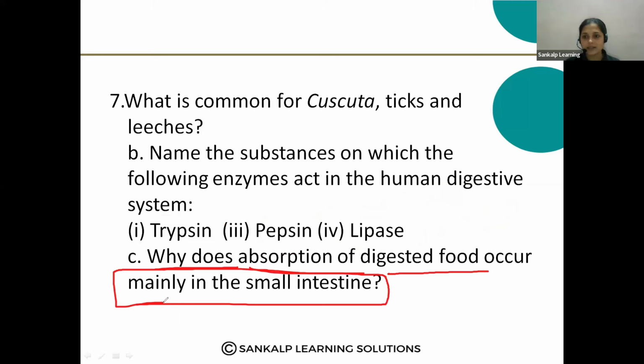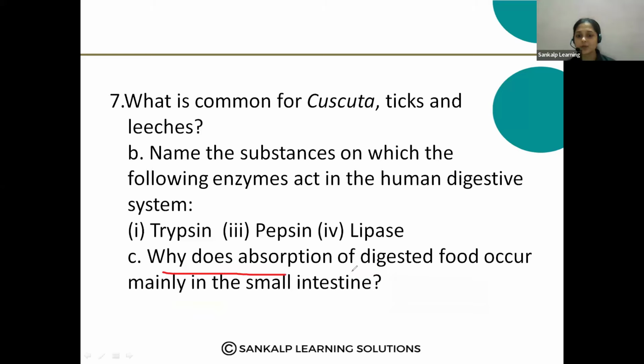Already I told the answer in the previous question. Students, I'm repeatedly saying, if you are not giving the answer, please mute your audio, as it will disturb other students. If you want to give the answer, then only unmute your audio. Otherwise, don't unmute your audio.